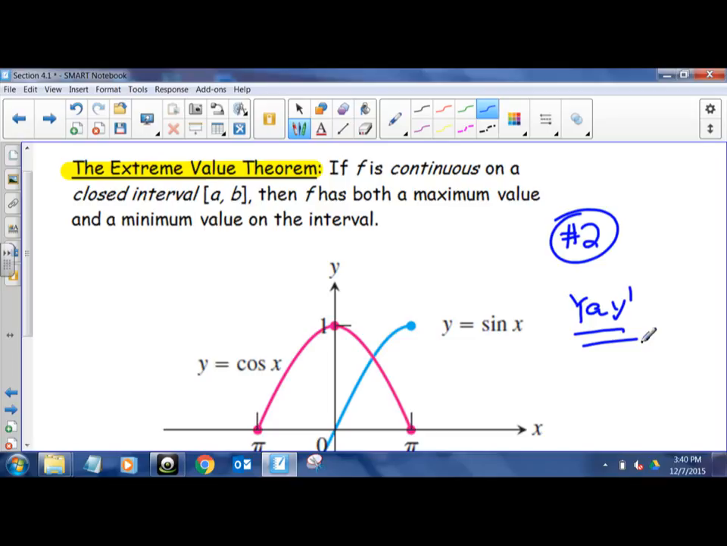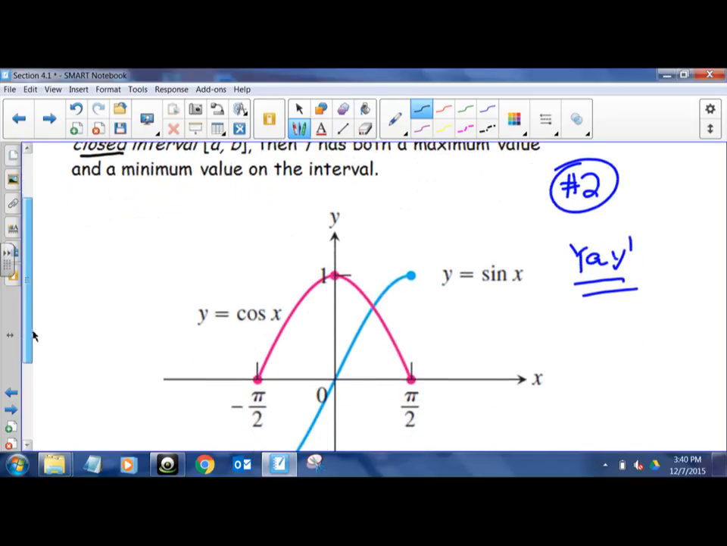And it says, if f is a continuous function on a closed interval, so it's really similar to mean value, we're talking continuous, we're talking closed interval. Those conditions have to apply in order to use the extreme value theorem. Then f has both a max value and a minimum value on the interval.